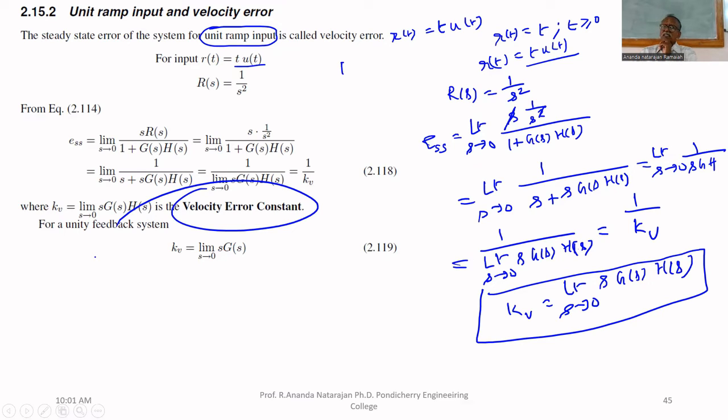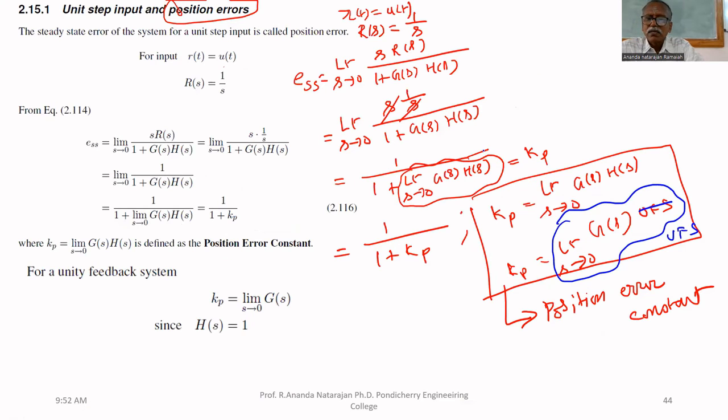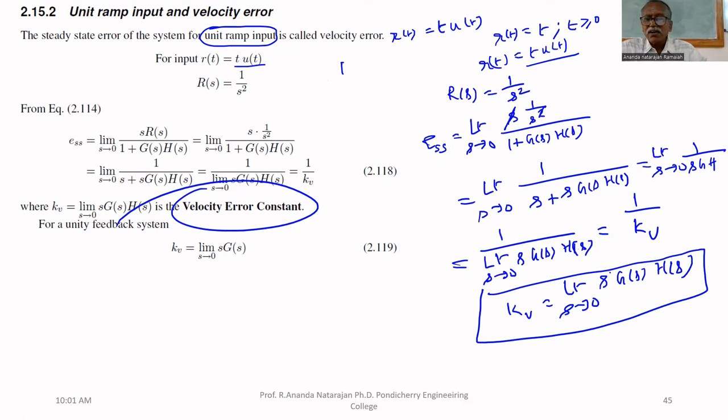What is the position error constant? Limit s tends to 0, g of s h of s, which is not equal to 1. We have seen that in the previous slide. Position error constant Kp equals limit s tends to 0, g of s h of s. Here, what is the velocity error constant? We have to multiply by s. That is the difference. Velocity error constant means s, g of s, h of s.